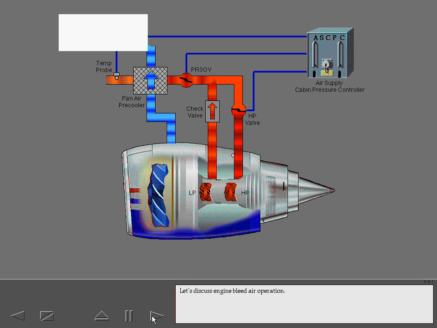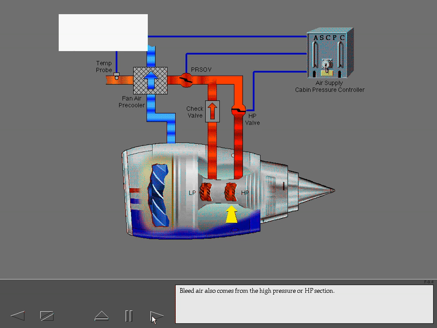Let's discuss engine bleed air operation. Bleed air from the engine comes from the low pressure or LP section. Air from this section is used primarily during high thrust settings such as takeoff, climb, and cruise. Bleed air also comes from the high pressure or HP section. Air from this section is used to supplement low pressure air during low thrust settings such as during descents.